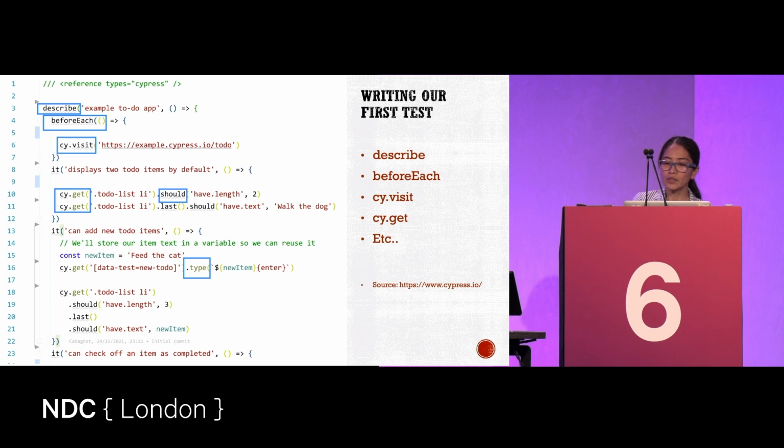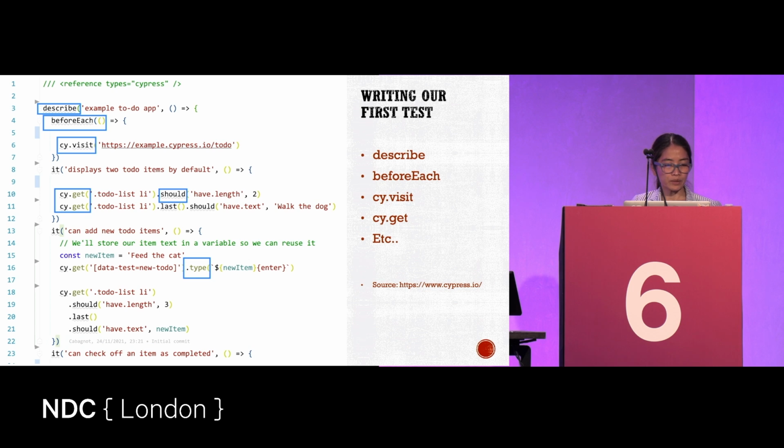And then after that, since we want to visit the same URL at the start of all tests, we include it in the beforeEach function, so it runs before each test. Then we have the cy.get command to get all the elements that match the selector. cy.get should have this length, and we use should to assert that there are two matching items, which are the default items.